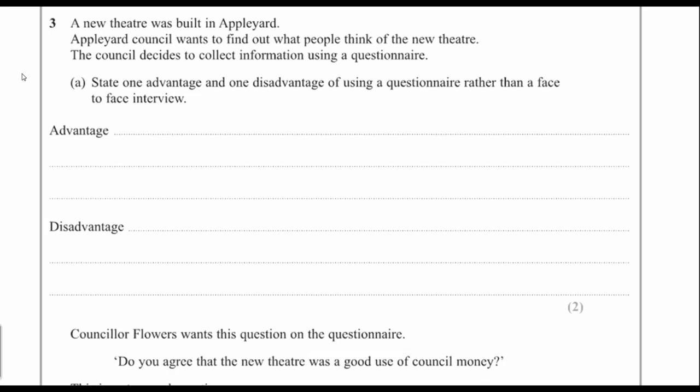Question 3. A new theatre was built in Appleyard. Appleyard Council wants to find out what people think of a new theatre. The council decides to collect information using a questionnaire. Keyword. State one advantage and one disadvantage of using a questionnaire rather than face-to-face interview.